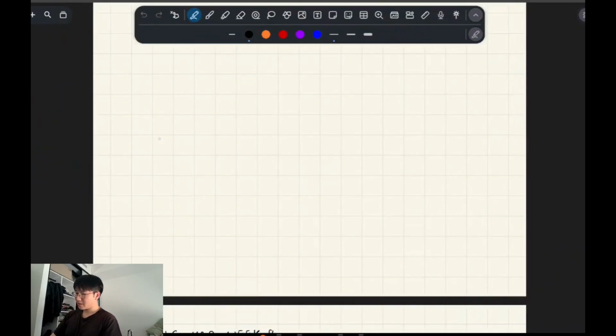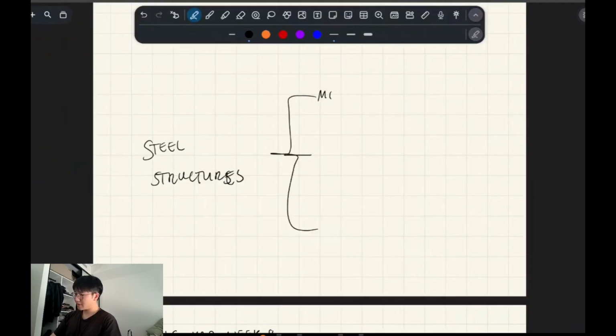So essentially when you're designing steel structures, you have three components you're considering. You're considering the members, you're considering plates, and you're considering connections, okay?